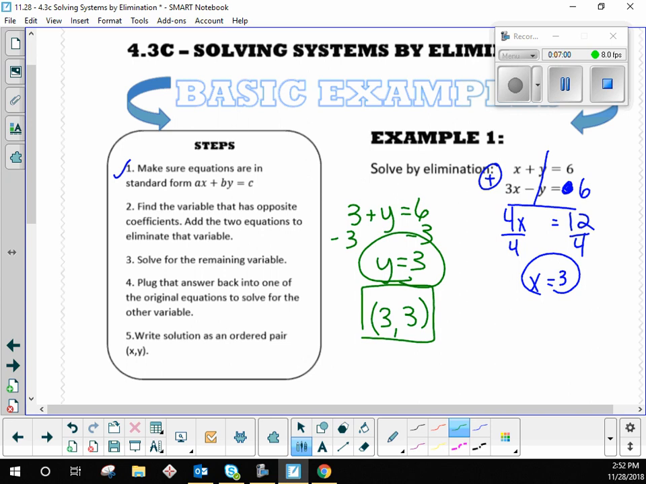So I'm going to fill out, in the steps box, specifically what we did. Because the thing about these problems is you might sometimes start differently than somebody else does, especially when we get to the next set of examples. Specifically, in step 2, when we found the variable that has opposite coefficients and eliminated it, we eliminated y. And in step 3, when we solved, we got x equals 3.